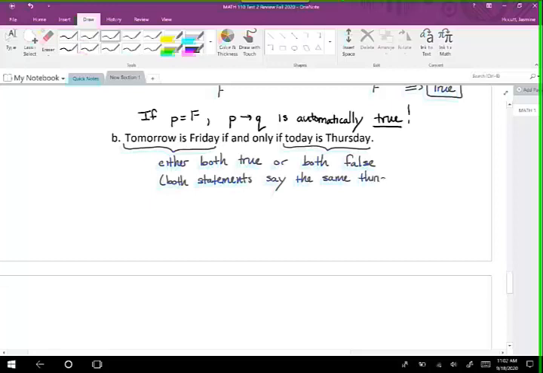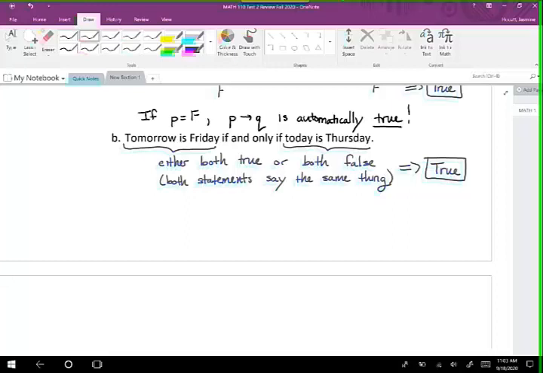Okay, so if today is Thursday, then tomorrow is Friday. And if today is not Thursday, then it would also say that tomorrow is not Friday. So these are both true or both false. And what we said about if and only if statements is that if they both say the same thing, then the if and only if statement is true. Okay.